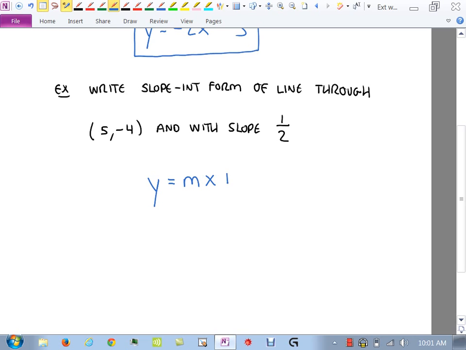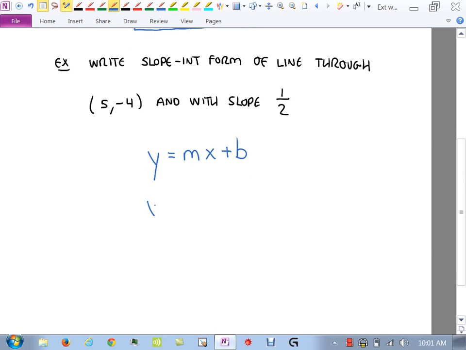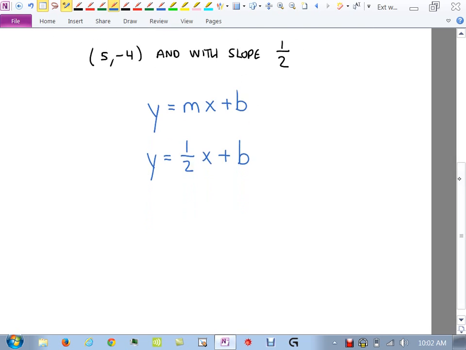Here's what all slope-intercept forms of lines look like. And the only thing I know right now is the 1/2, don't I? So I can replace the m with 1/2. Other than that, I don't know what the b is, right? Y'all agree? Now check this out. If this point lives on the line, which they told me, our line goes through that point, then that means this point should satisfy the equation of the line. Meaning if I put 5 for x, the y should be -4.